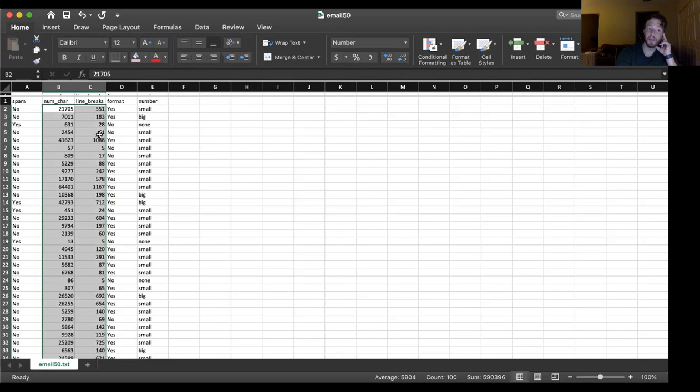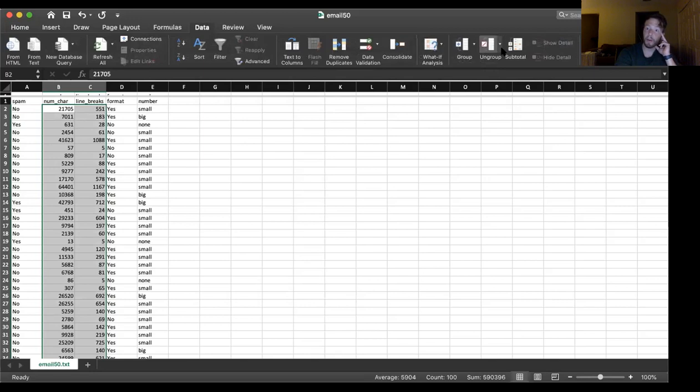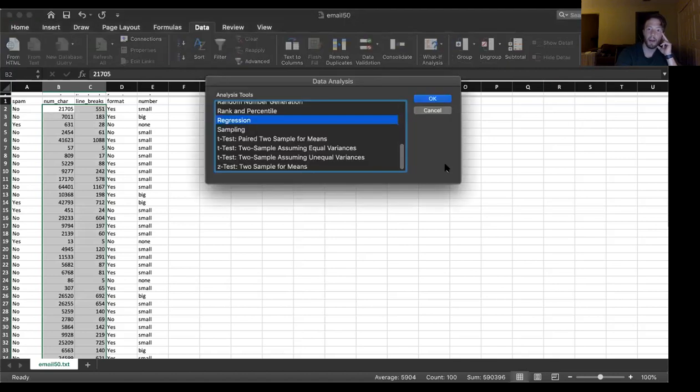So in this case, I'm going to use the number of line breaks in an email to try to predict the number of characters in the whole email. I'm going to highlight the data, go to the data tab, and press the data analysis option, which is an option we made available using our toolkit. I think in an earlier lecture I talked about how to make sure you have this. If you click it, before we were always going to histogram, this time we're going to press regression.